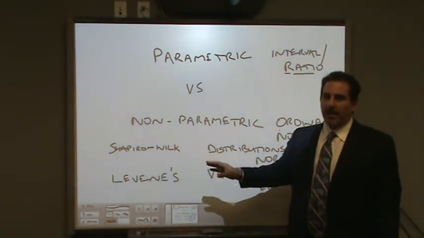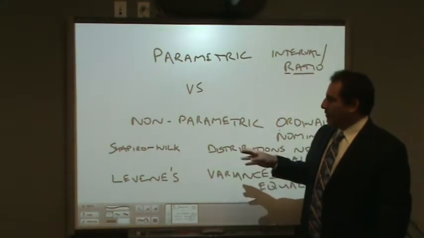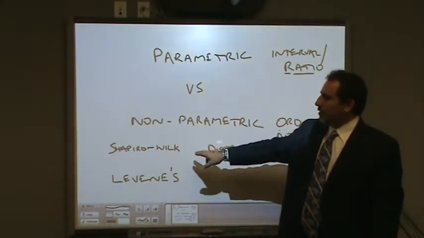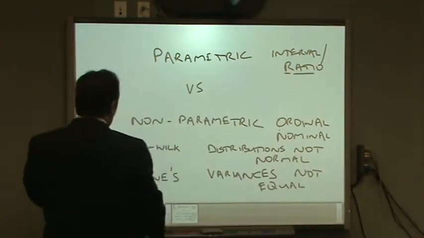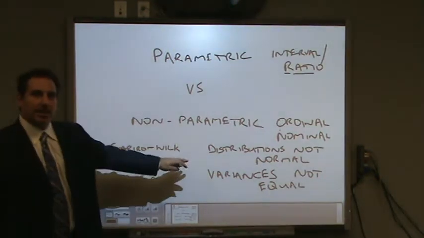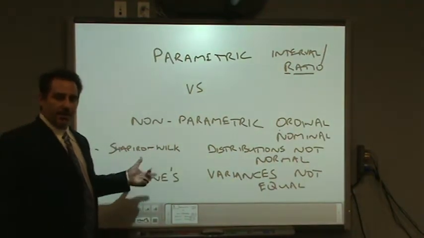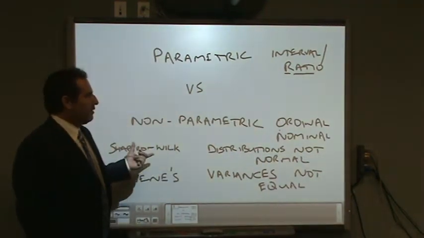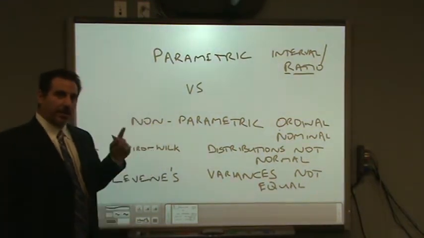And if you look at SPSS, or I guess now it's called PASW, when you ask SPSS to run a t-test, they will calculate Shapiro-Wilks to see if the distributions are normal. If they're not normal, then the assumptions are not met to do a parametric test, and you have to do a non-parametric test.